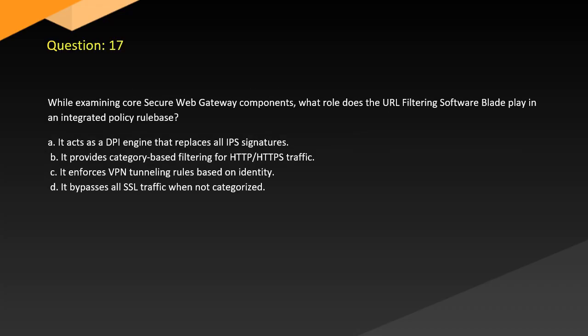Question 17. While examining core secure web gateway components, what role does the URL filtering software blade play in an integrated policy rule base? A. It acts as an agent that replaces all IPS signatures. B. It provides category-based filtering of web traffic. C. It enforces VPN tunneling rules based on identity. D. It bypasses all SSL traffic when not categorized.